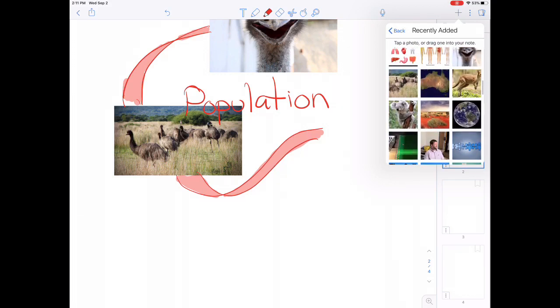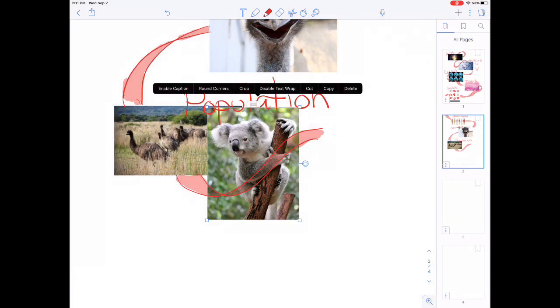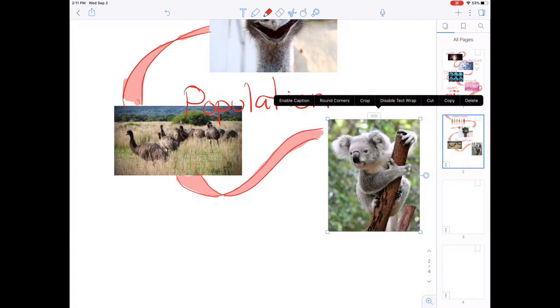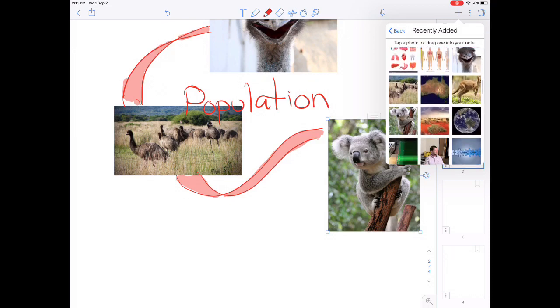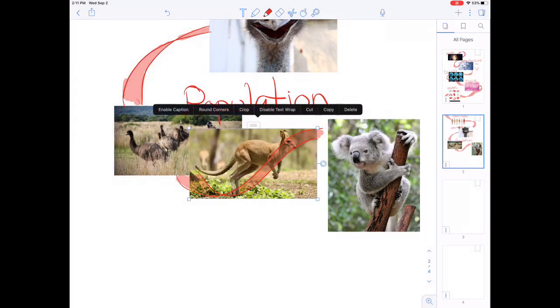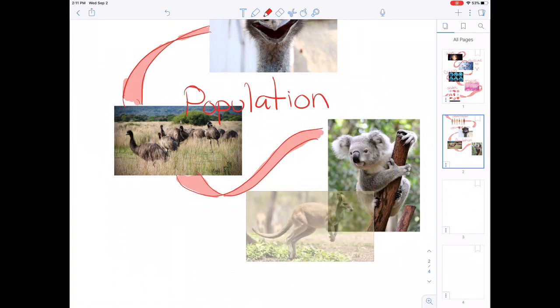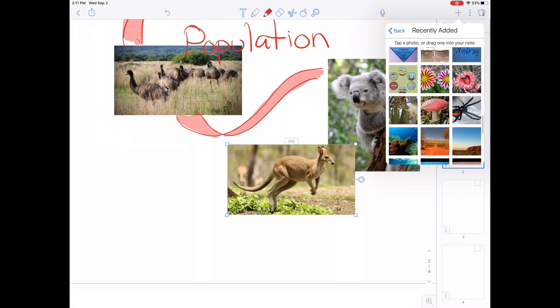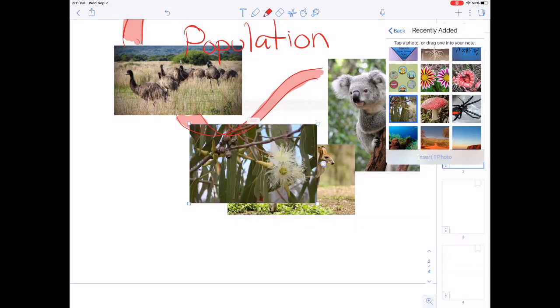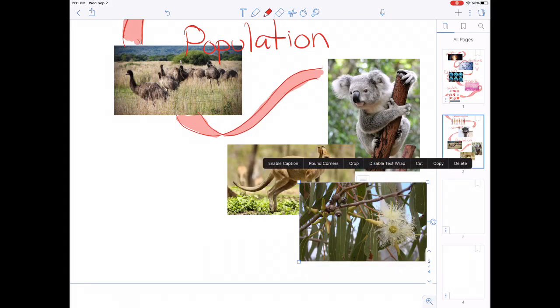So I want to see other things that are in Australia. So I'm going to toss in a koala. I'm going to toss in, who else do I have here? Oh, there it is. Let me throw in that little Joey. Let me throw in the kangaroo. And I don't want to forget about other things like, let's just say eucalyptus. Because not only do we have animals in a community, we also have plants.